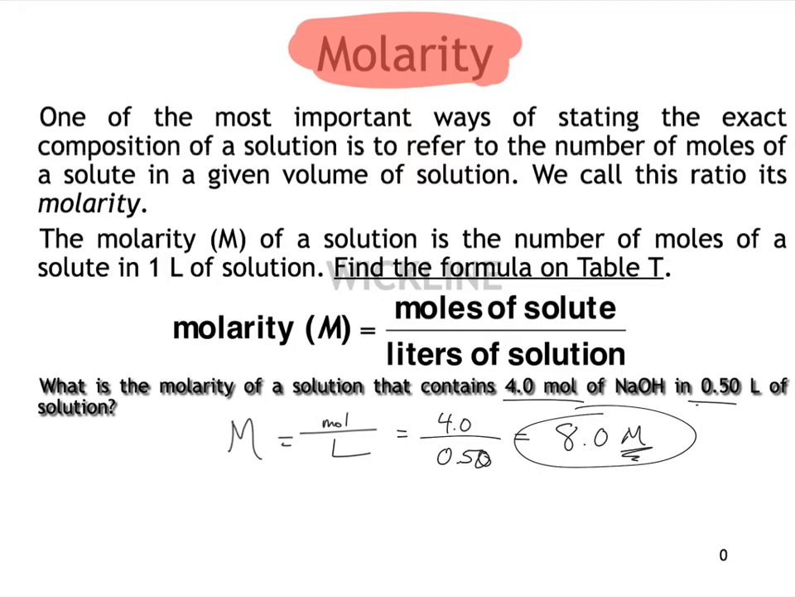But we only have half a liter, which is why it makes sense that we had 4 moles, because those proportions would stay the same. 8 moles for 1 liter, 4 moles for half a liter, 16 moles for 2 liters. But when you do the ratio, it's always going to come out the same, 8 to 1.